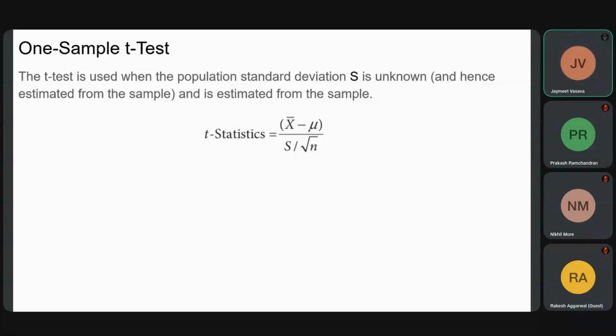So mathematically, the t statistic is equal to x bar minus mu, divided by the sample standard deviation divided by the square root of n.